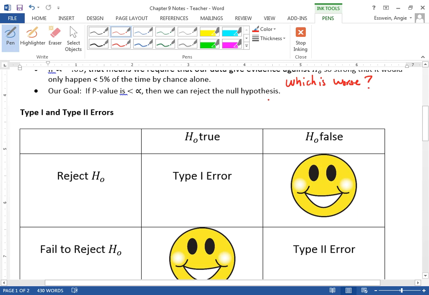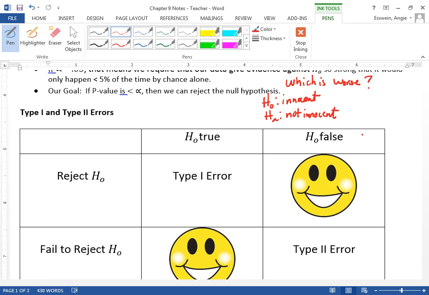Let's say this is in our justice system. H naught is that you're innocent, and the alternative hypothesis is that you're not innocent, or guilty. We'll just write not innocent, informally. Let's look at what a type 1 error would mean in context and what a type 2 error would mean in context, and then we'll decide together which is worse.